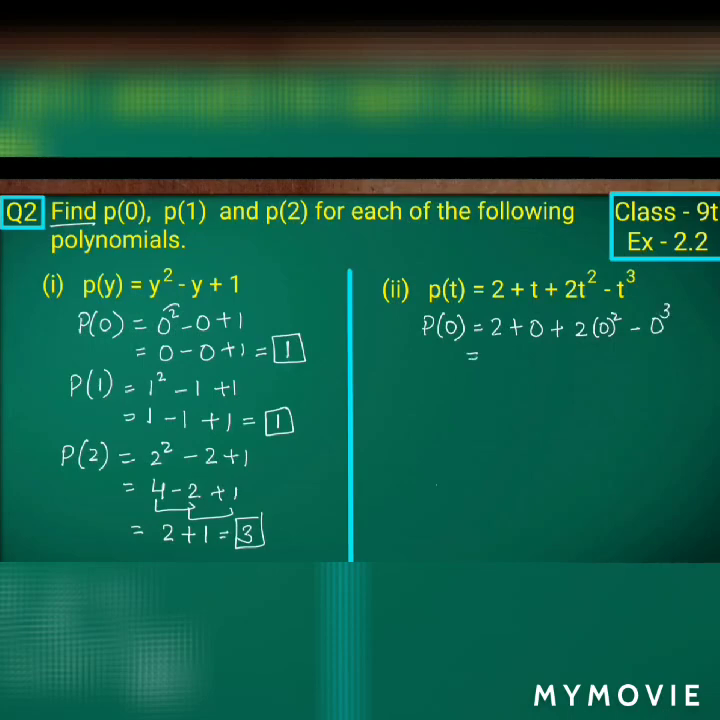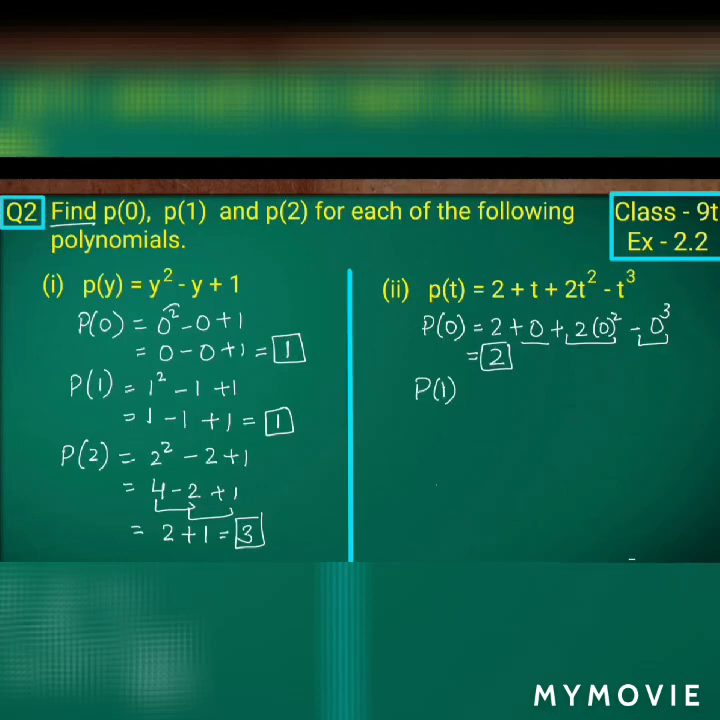So we'll get 2 plus 0. So 0 plus 2 into 0 square will become 0. Obviously the whole term will become 0, isn't it? So 0 cube is again 0. So we know that any value multiplied with 0 will become 0. So we got the value 2. So P of 0 is equal to 2 for the given expression.